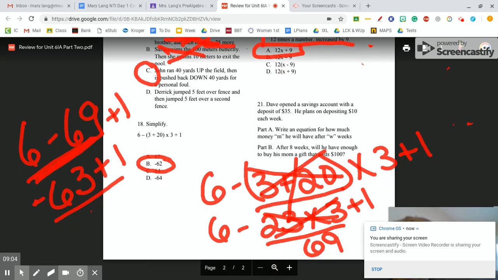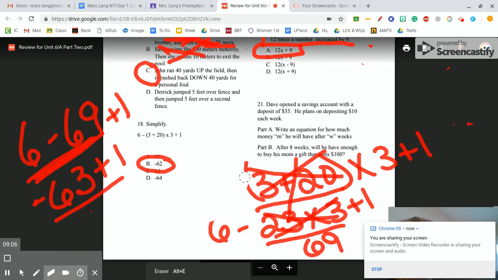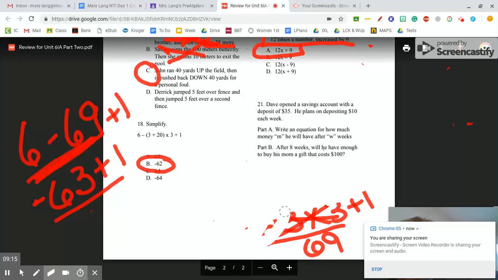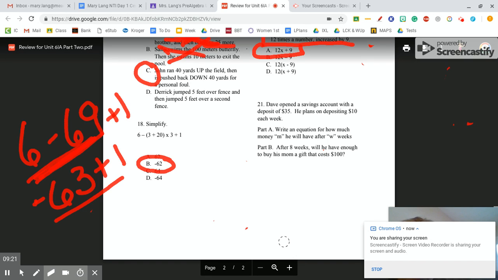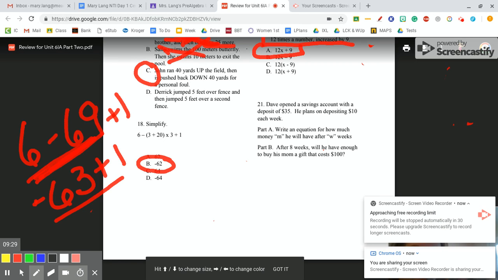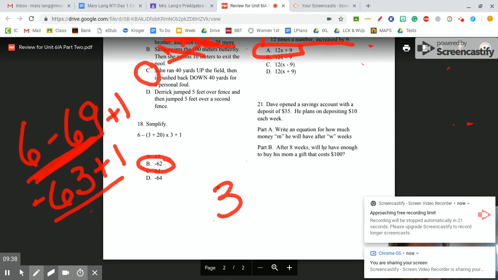Now for number 21, this is going to be just like your extended response. So let's erase so I've got some room down here to write. All right, just like your extended response question. So 100 points on your test. He opened a savings account, $35 deposit. He plans on depositing $10 a week. Write an equation for how much money he will have after W weeks. So we do 35 plus 10W, and that's A.